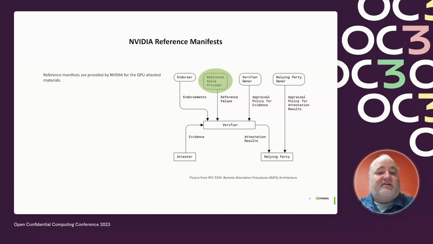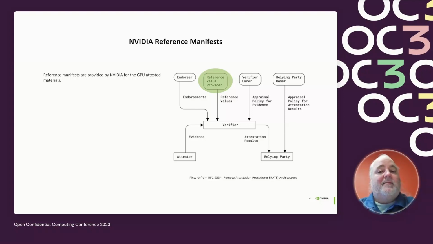So those reference values today are provided in what we call reference integrity manifests, or RIMs. So those RIMs are distributed, and they're used by the verifier to compare the evidence against an appraisal policy. And we'll talk about the appraisal policy next. But those reference values are also digitally signed. So they're also what we would call endorsed. Those endorsements also go through a certificate chain all the way back up to a certificate authority. And so those are part of a digital signature mechanism as well.